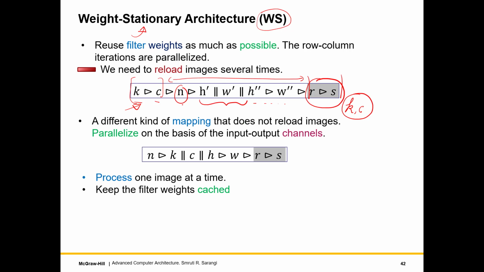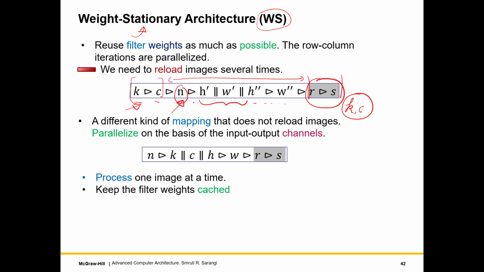Then what we will see is that this is of course a way of maximizing reuse, but in this case you would have to reload these images, in the sense that for every image over here, one input output feature map has to be processed, then reload the next image, then next image.